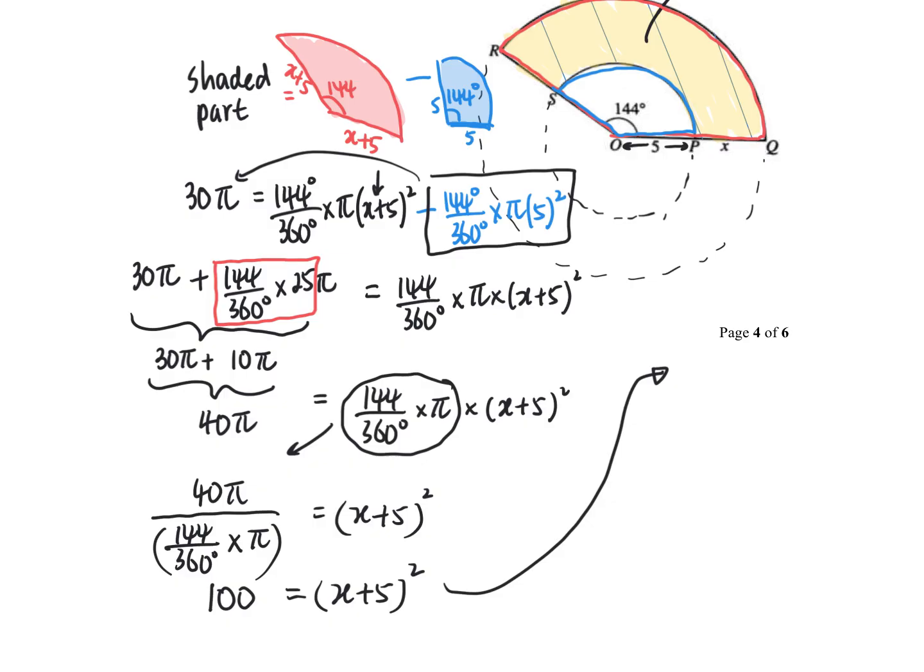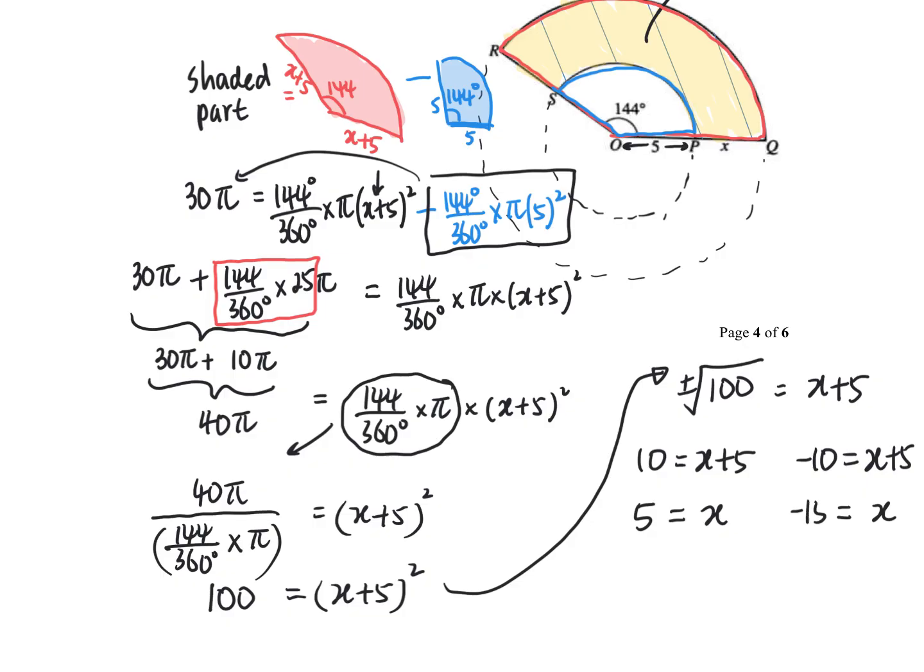So when we take square root, you will have two answers. One positive 10, one negative 10. So x is 5 or x is negative 15. So this one you need to reject because x cannot be negative. Pythagoras theorem, always got two answers, then reject one. Okay, so the value of x is just 5 cm.